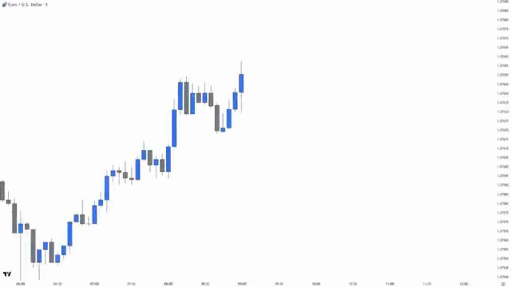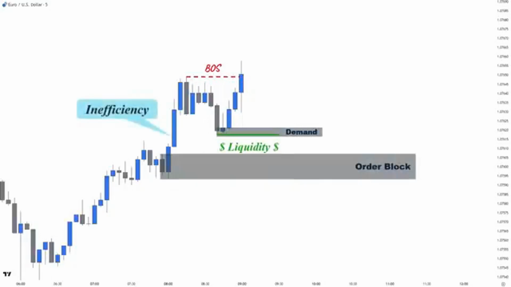Here on the Euro-Dollar 5 minutes chart, we have a moving uptrend. The market has recently broken the structure level to the upside, leaving behind an okay demand level. So many traders will go long if the price returns to this area, and lots of liquidity is gathered below this zone. On the other hand, looking at the left side, we can spot this clean inefficiency and a perfect order block zone. The institutions use this opportunity to grab the liquidity they need and push the price higher when it reaches the order block demand zone.